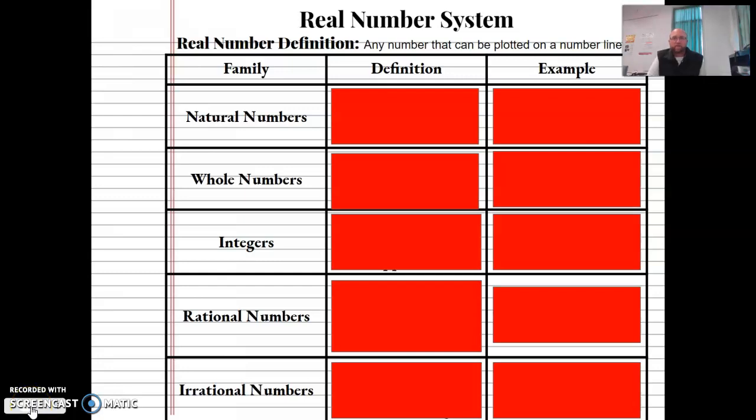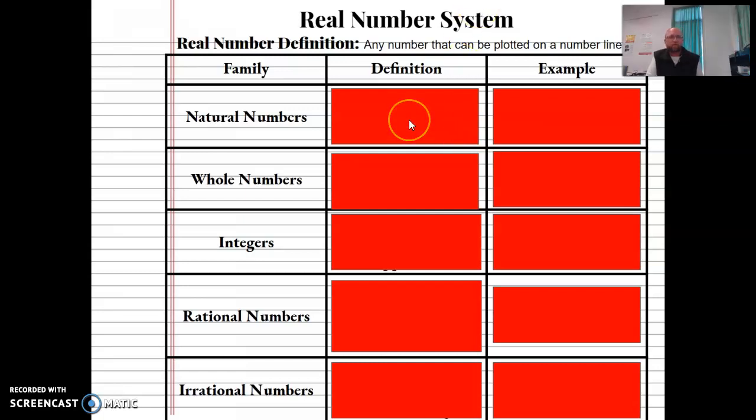Hi, so this is a video for anybody that has not been in class the last few days, due to whatever life reasons that you haven't been here. We've been working on the real number system, and as you can see on the attached slide, the real number system definition is just any number that you can plot on a number line. There are such things as imaginary numbers, but we're not going to really get into that right now, so we'll go ahead and move on.